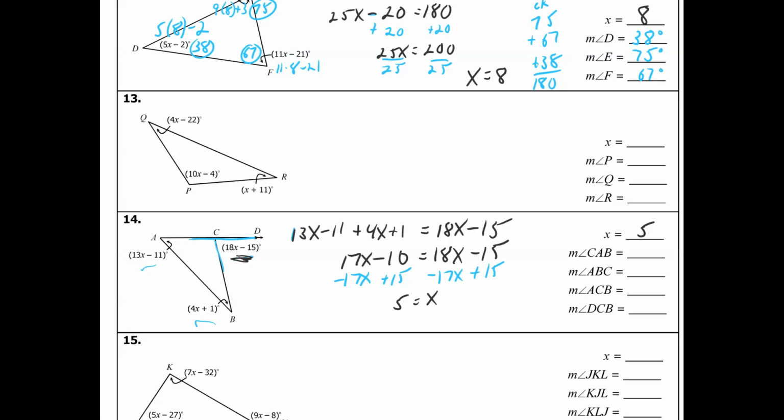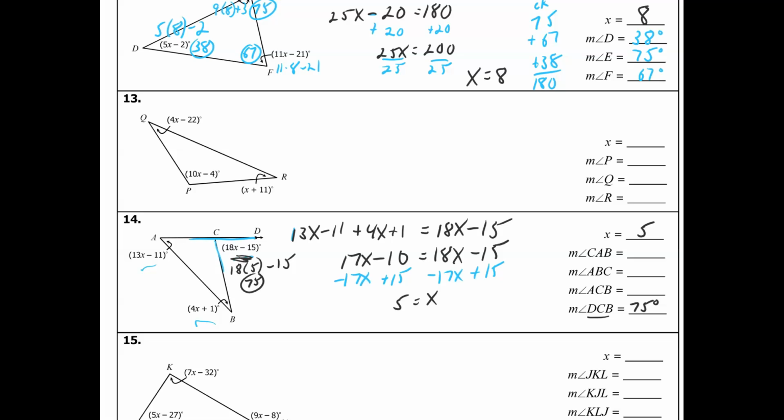I can get this one, so angle DCB, that's over here on the list. It might be the last one, it doesn't matter, I'm still going to find it first. So I have 18 times 5 minus 15. 18 times 5 is 90, minus 15 is 75. So that first angle is 75 degrees.